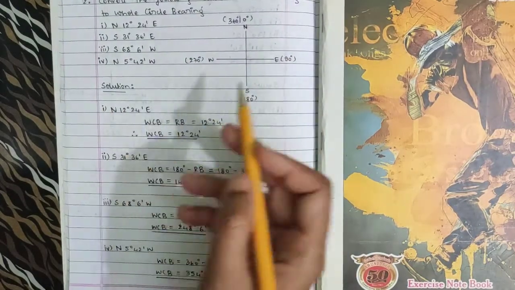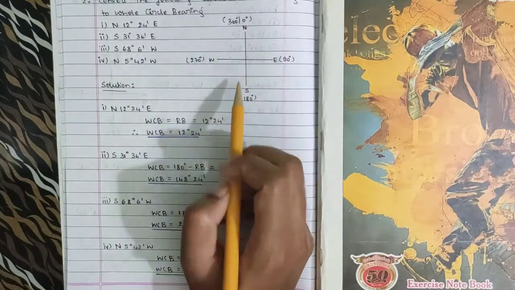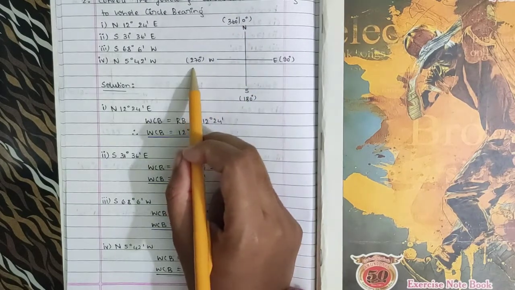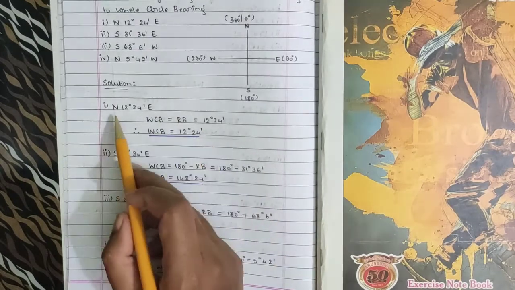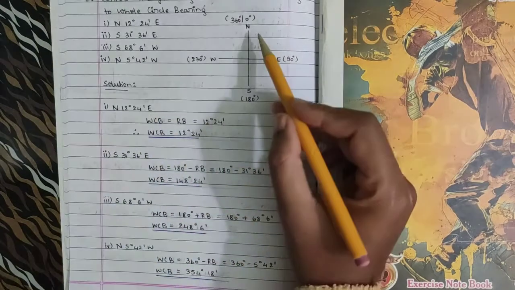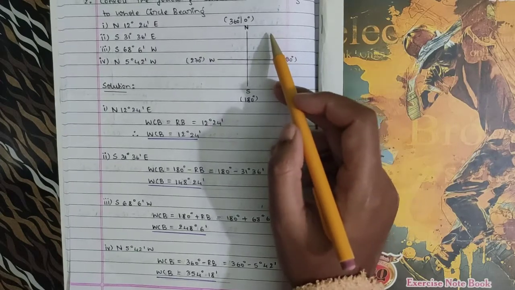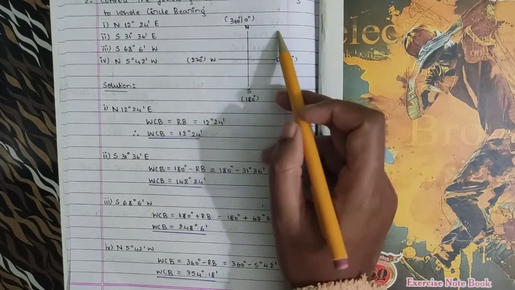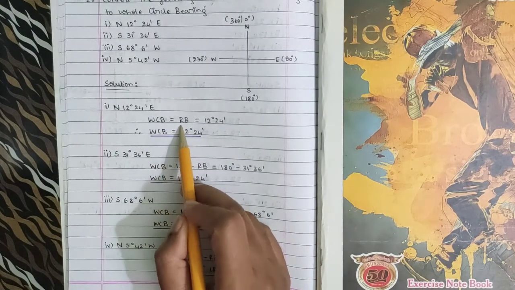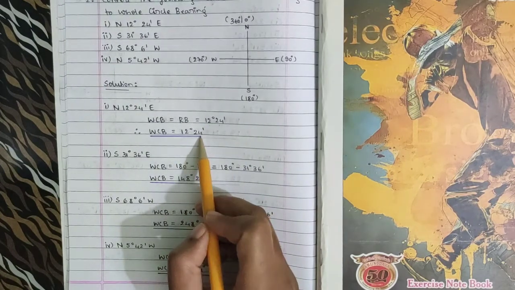Taking the first one, here I have written for our reference, as we had written in the last numerical, north, south, east, west, 360 degree or 0 degree, 90 degree, 180 degree and 270 degree. First given bearing is north 12 degree 24 minutes east. It is between north and east, so it is in the first quadrant. If the given bearing is in the first quadrant, no need of converting. The whole circle bearing is equal to the reduced bearing, that is 12 degree 24 minutes.